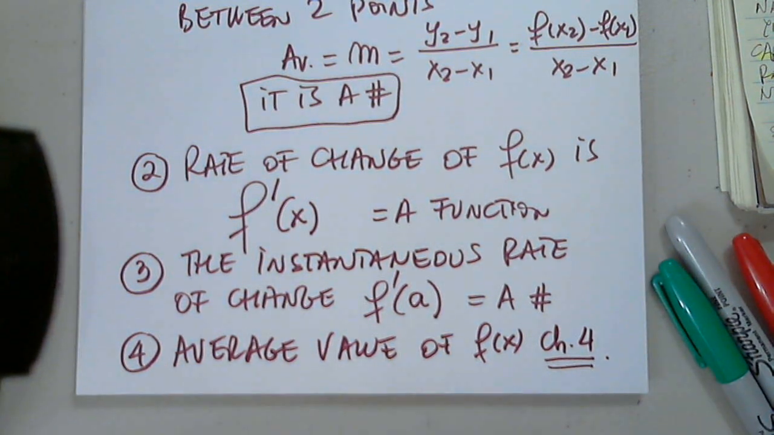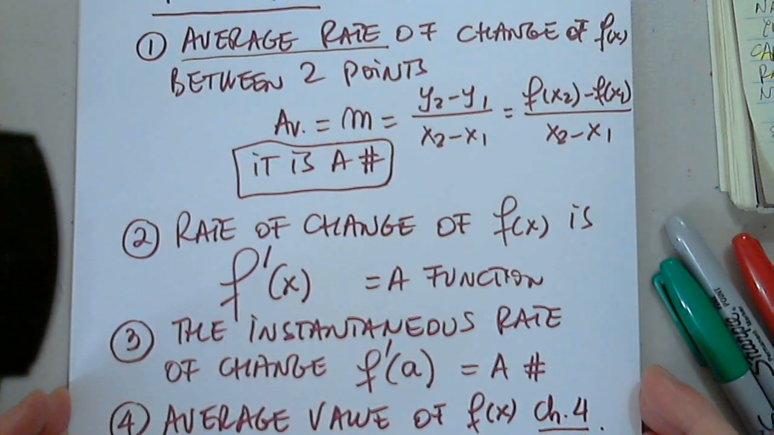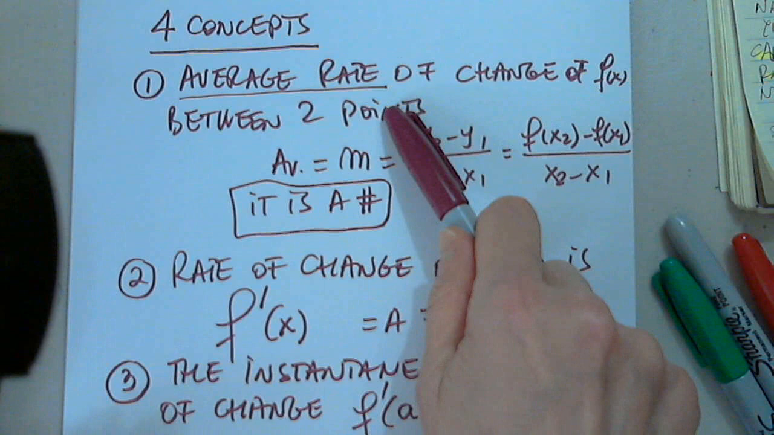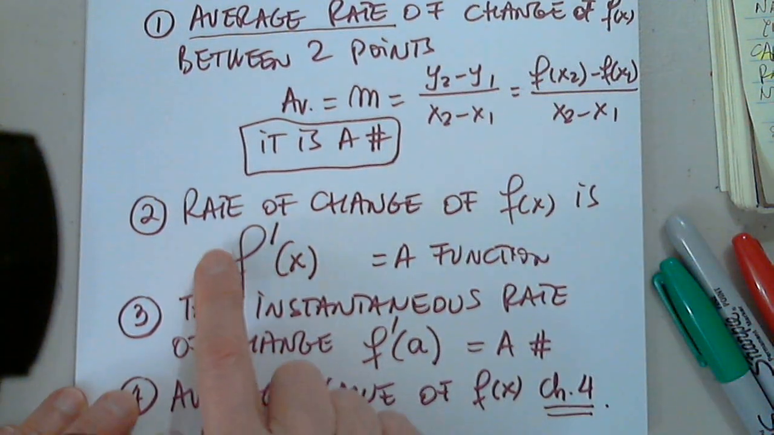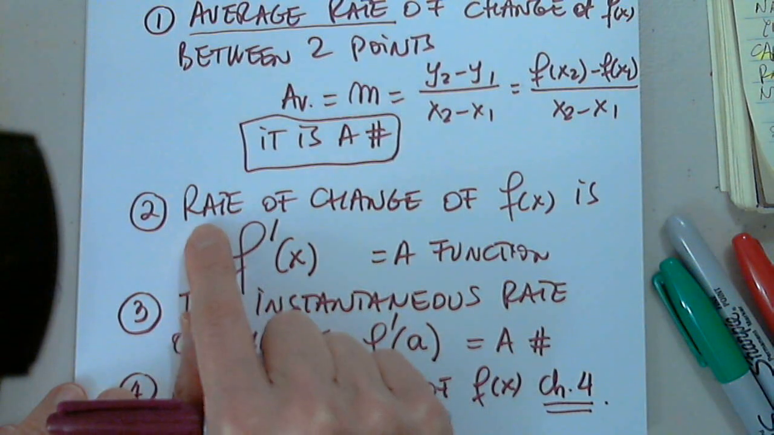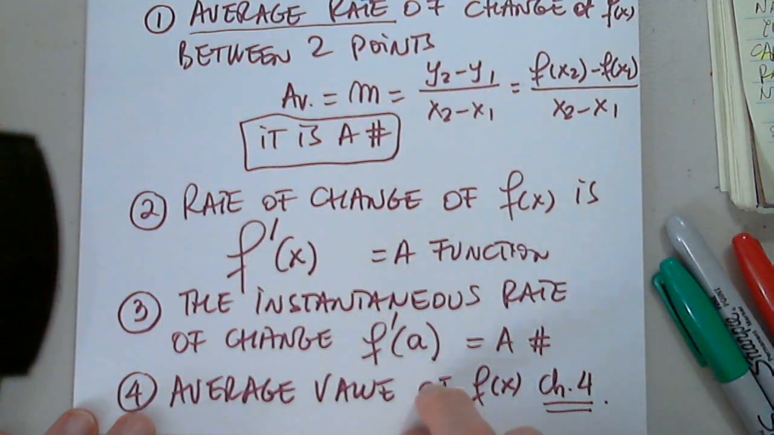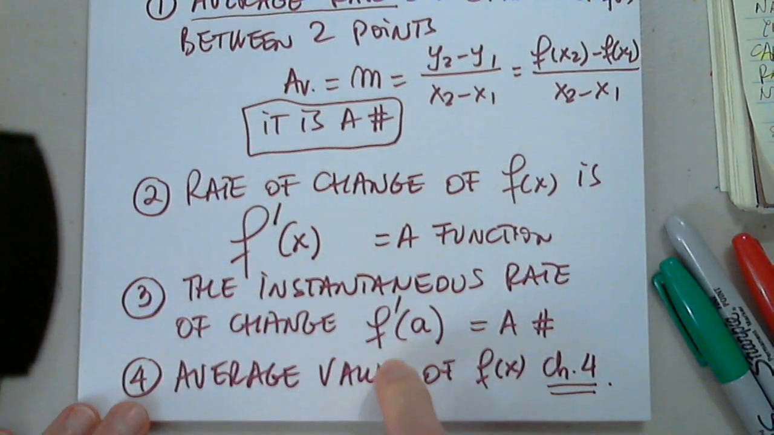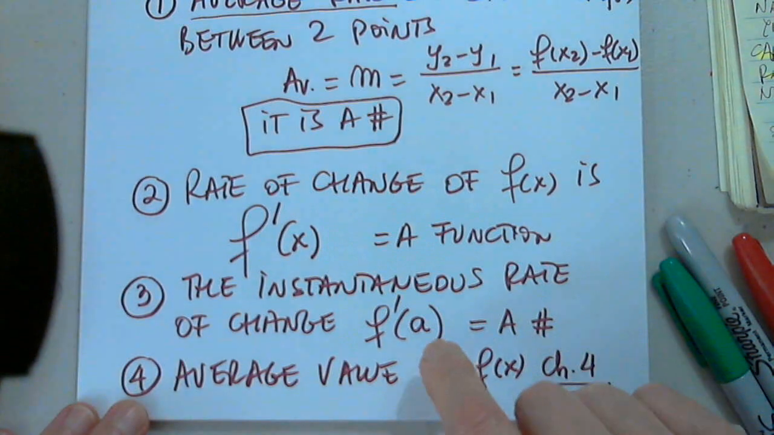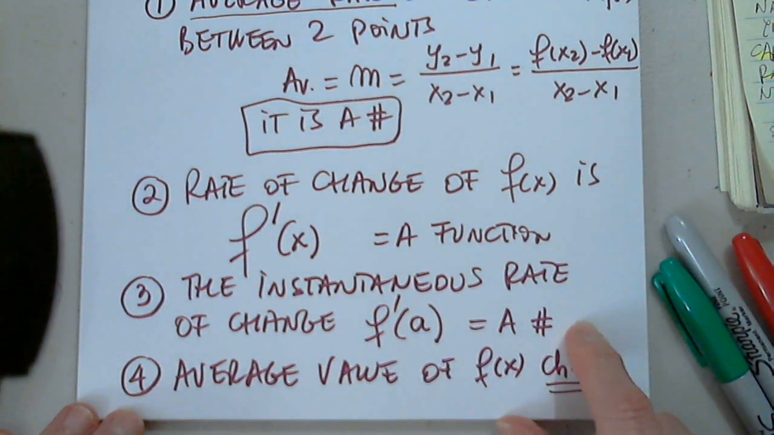But I wanted to show you all these 4 concepts because I don't want you to confuse them. So the average rate is the slope going through those 2 points. When we are asked to find the rate of change, we're asked to find the function f prime. When we are asked to find the instantaneous rate of change, we're asked to find f prime at a particular number, which gives us a number.